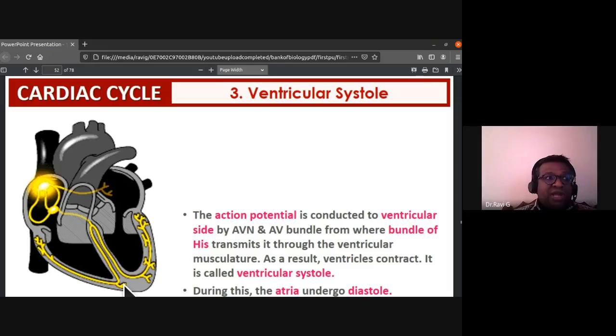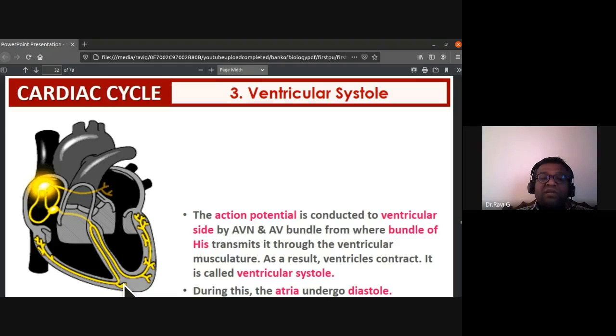So here the auriculoventricular node is going to conduct its action potential through the ventricular side with the help of the bundle of His. The bundle of His is the AV bundle and the Purkinje fibers.